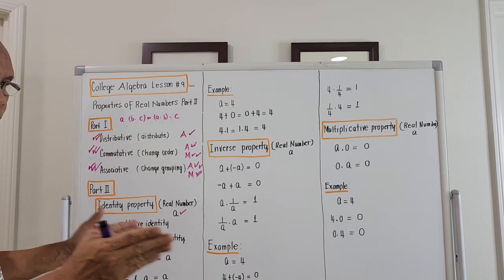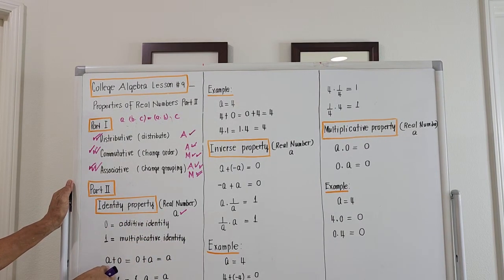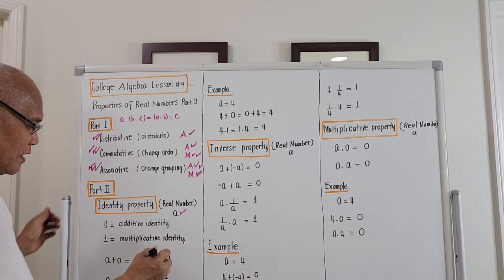So if we try to express this one in equation form, for the first one, by using this one, any real number A plus 0 can be written as 0 plus A, and it will still be A.